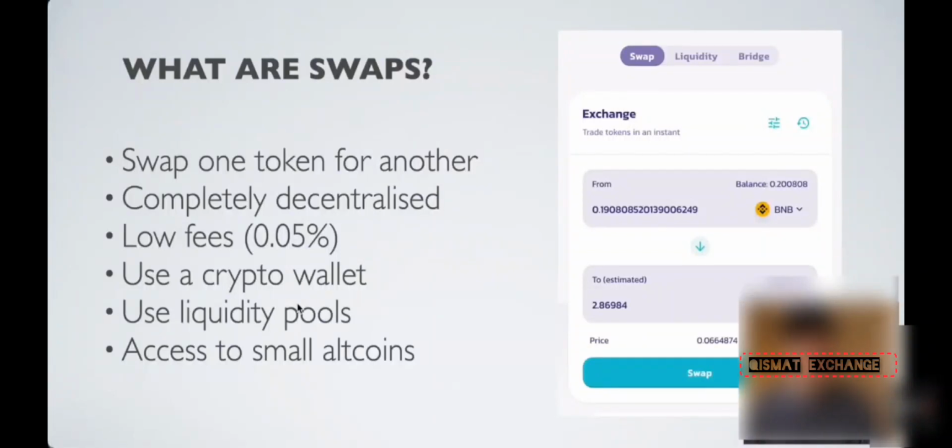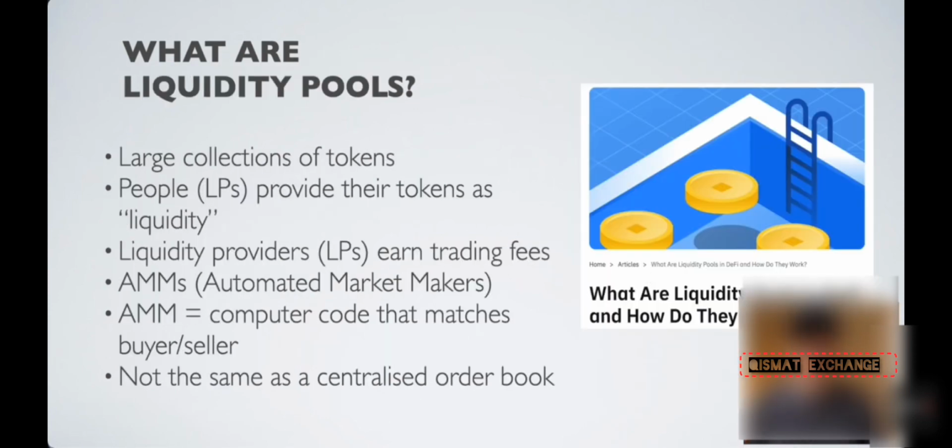And the way that you swap is through a liquidity pool. So people put all of their coins in and then you can swap in and out of that pool. This is PancakeSwap right here. So you can see I'm actually exchanging Binance coin into Cake tokens and I'm using a liquidity pool to do that. A liquidity pool is a massive collection of tokens.